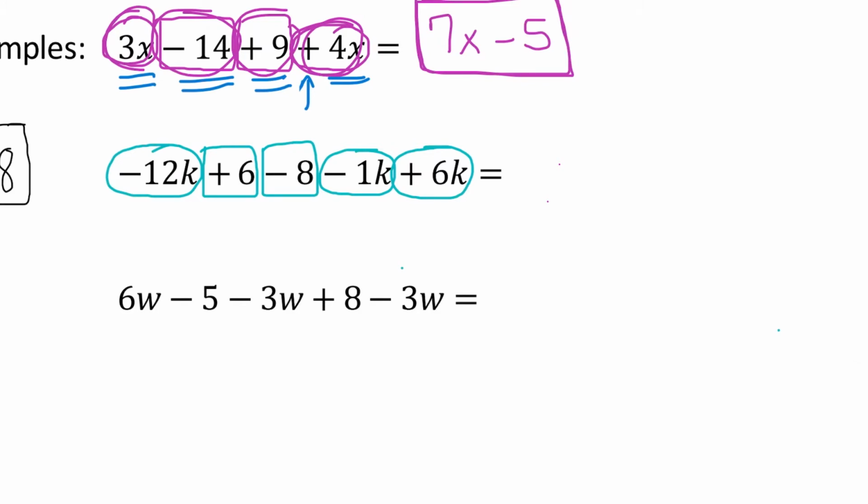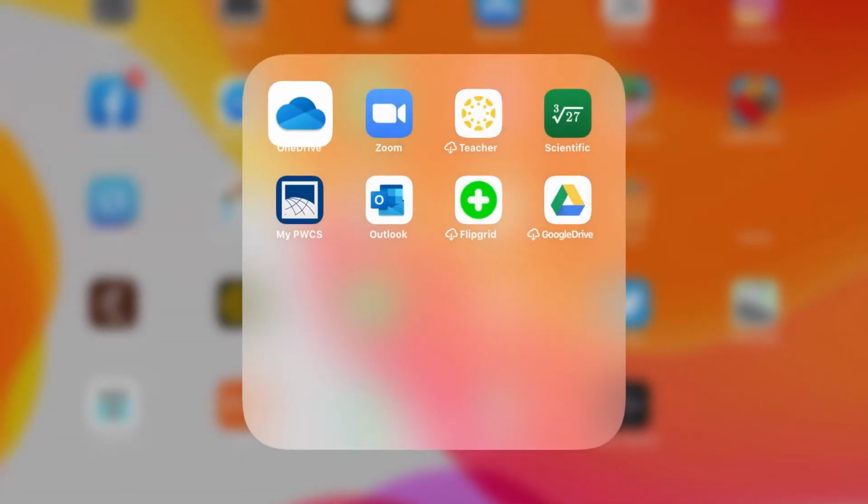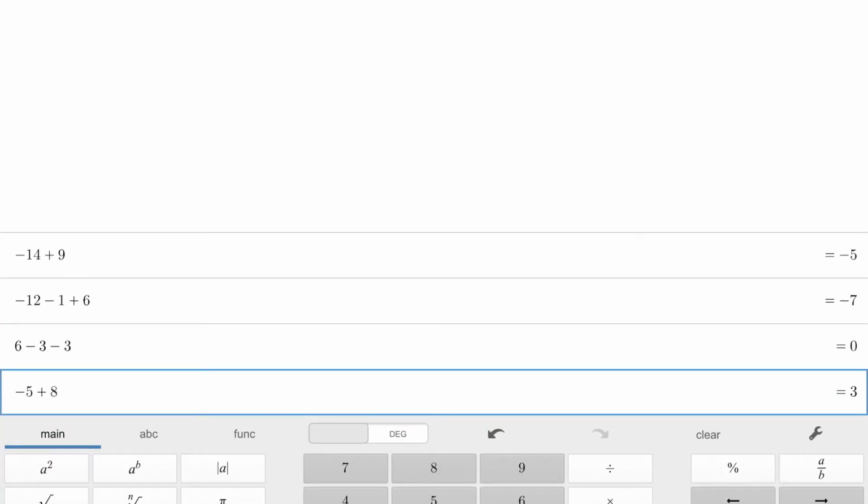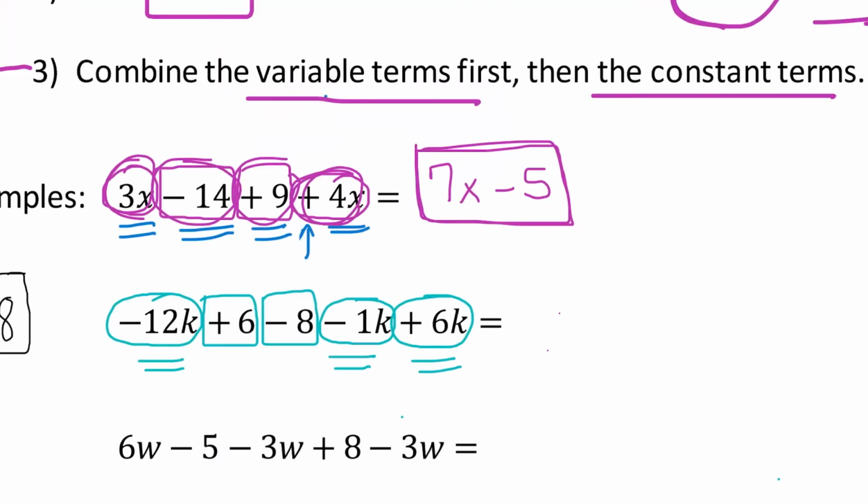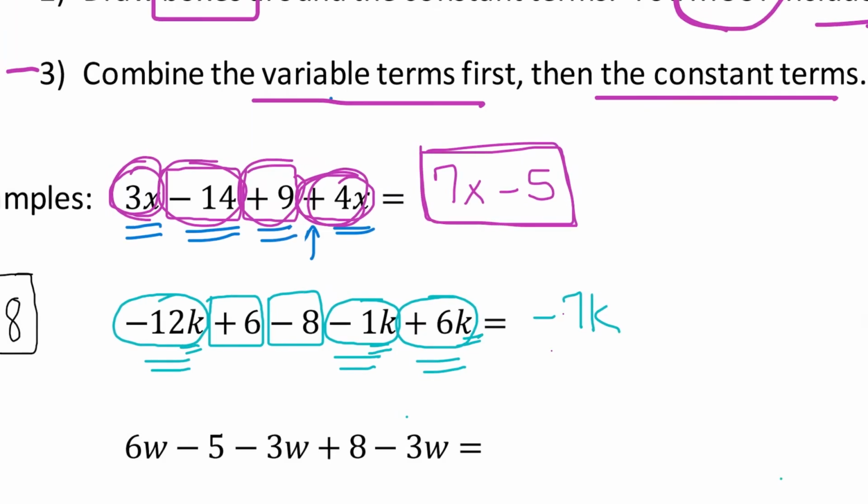So look at your k's. We've got negative 12 minus 1 plus 6. So if I go to my calculator, look at the second row, negative 12 minus 1 plus 6 is negative 7. So I'm going to go back over to here, and I'm going to put negative 7k, because those all had k. All right. Now I'm going to look at my two boxes. 6 minus 8 happens to be negative 2, so I'll put minus 2. And there is the answer to that one.